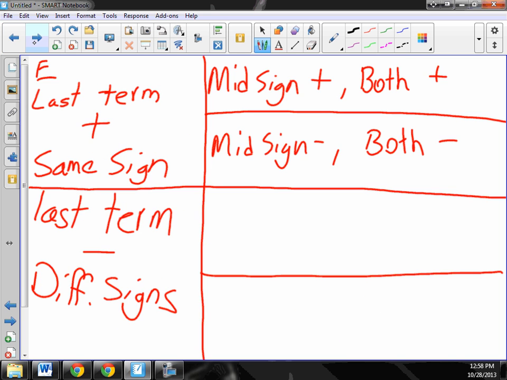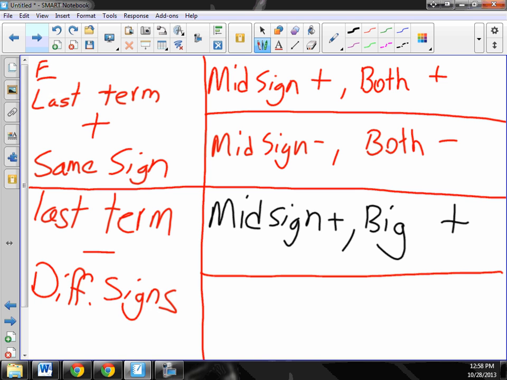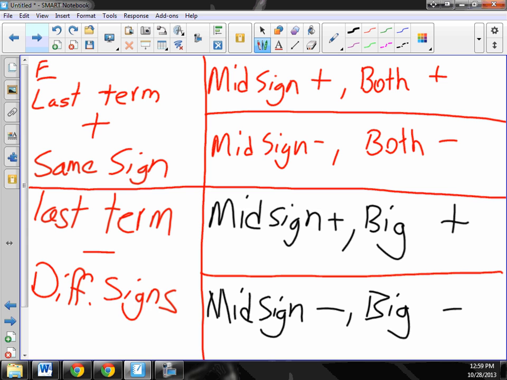So if we go to our chart, if I know that the last sign is negative and the middle sign is positive, then the big term is positive. And then the same works on the other side. If the middle sign is negative, then the bigger of the two is negative. When they fight it out, the big number will always win.